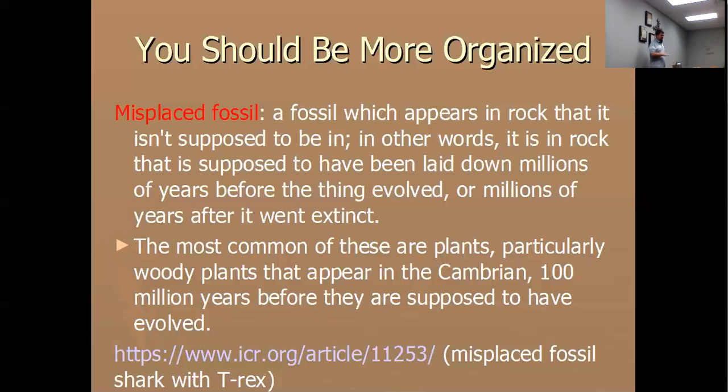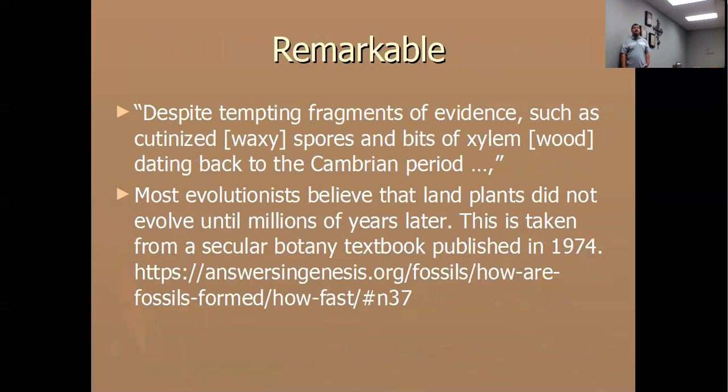You understand what we're saying here? Okay, so most of the time they ignore them, but I have a quote here from an evolutionist. Okay, despite tempting fragments of evidence, such as cutinized spores and bits of xylem dating back to the Cambrian period, most evolutionists believe that land plants did not evolve until millions of years later.